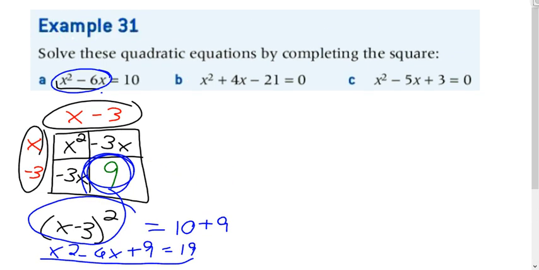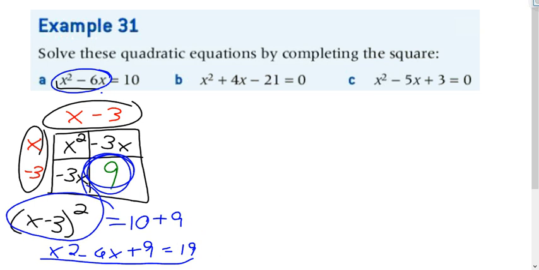In part B, that was only A. In part B, why don't you guys go ahead and try to complete the square with B? B is much easier than C. C is tough.